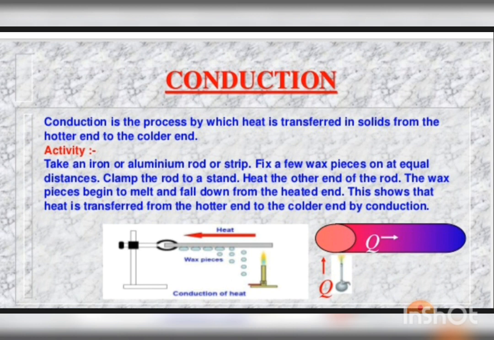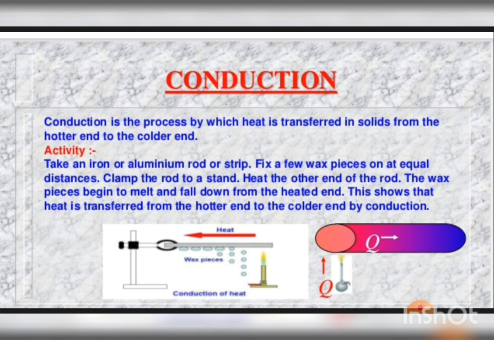One activity you can do at home. Take an iron or an aluminium rod, or a spoon. Fix a few wax pieces at equal distance. You can take a candle and put some candle drops at a fixed distance, for example, one point at 2 centimetres, the other point again 2 centimetres further. This way you can put them, then heat one end of the material and see what happens. You will see that the wax will melt after some time. First drop will melt, then second drop will melt, then third drop and so on.